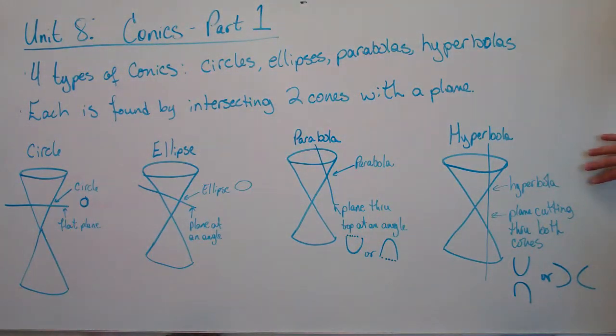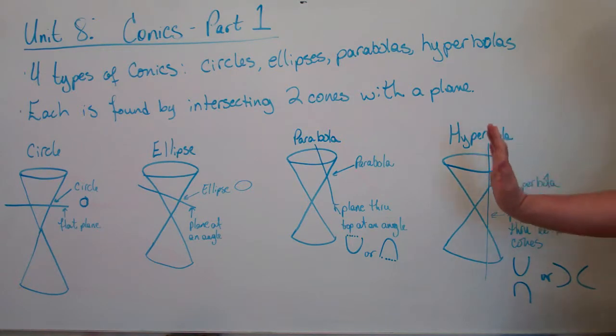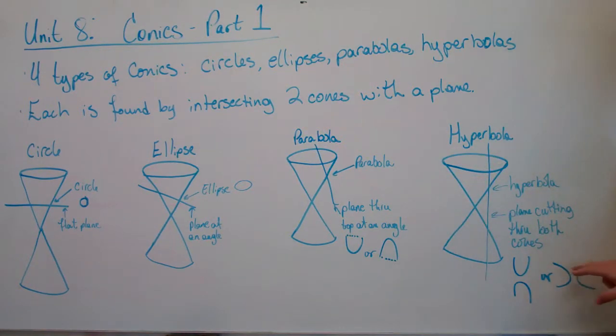Then, to get a hyperbola, you place that plane in such a way that you're cutting off the corners of both the top and the bottom cone. So, if your cones were set up vertically like this, you would have two different parabolas, one opening up, one opening down. Or if you took the conic and turned it horizontal, they would open either right or left.